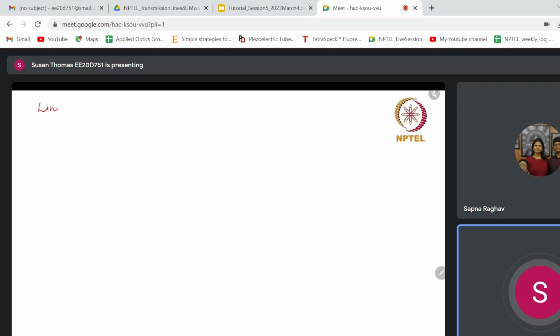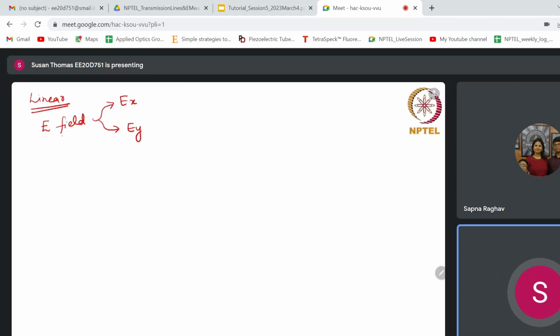So let's start with linear. In case of linear polarization, say for example, you have electric field and this electric field has x component and also y component. Assume that it has both components, Ex component and Ey component. And the angle between these components, Ex and Ey, if it is 0 degree or pi or 2 pi, similarly plus or minus m pi, so a multiple of pi. So if the phase difference between the Ex and Ey components is a multiple of pi, or it is m pi, then we say that it is linearly polarized.